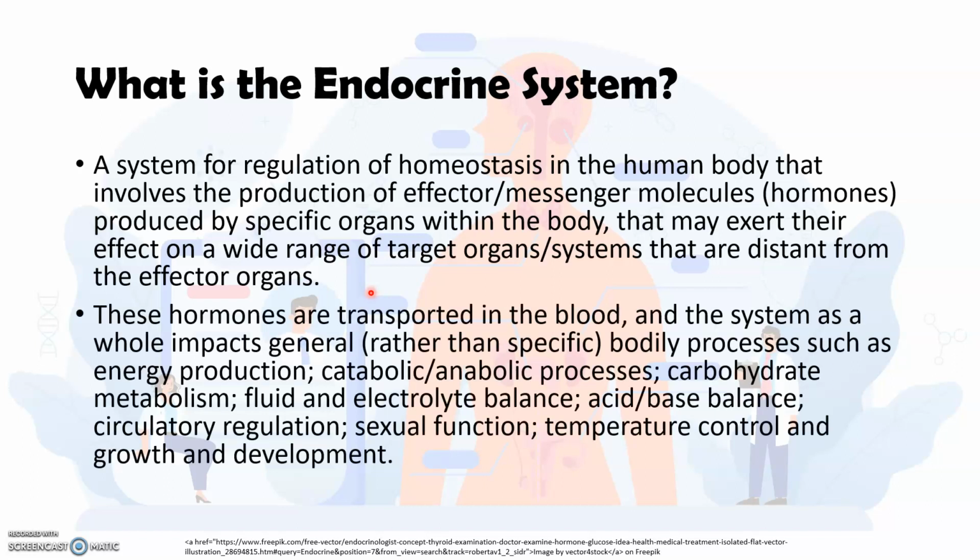The endocrine system really is a big picture thing. It impacts general body processes such as energy production, metabolism of carbohydrates, proteins and fats, fluid and electrolyte and acid-base balance, sexual function, growth and development, temperature control, or circulatory regulation. So these are big effects that involve the entire body rather than smaller effects that involve just 1 or 2 parts of the body.